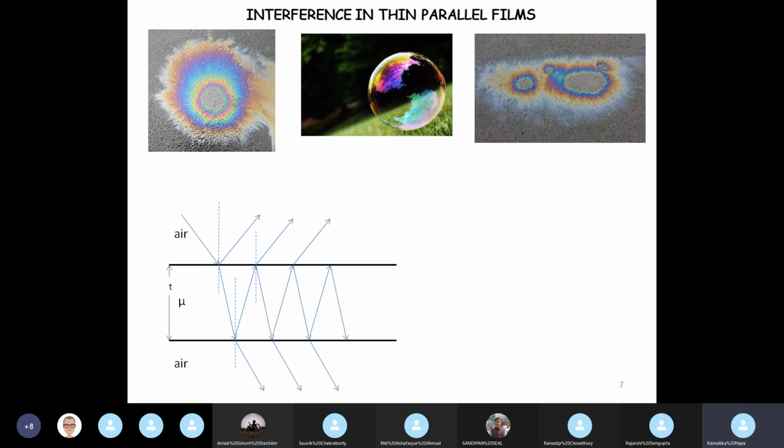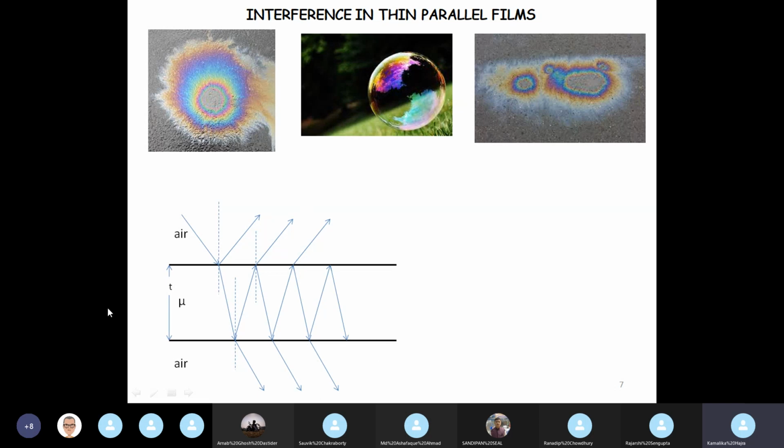So what we find over here is that we started with a single incident ray, and that is being multiply divided up into reflected beam, transmitted beam, reflected beam, transmitted beam, and this goes on because it's a parallel film. Can you tell me until when will this go on?